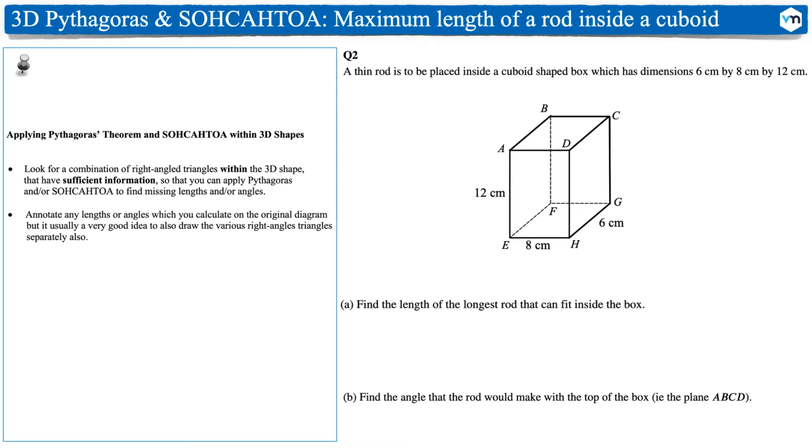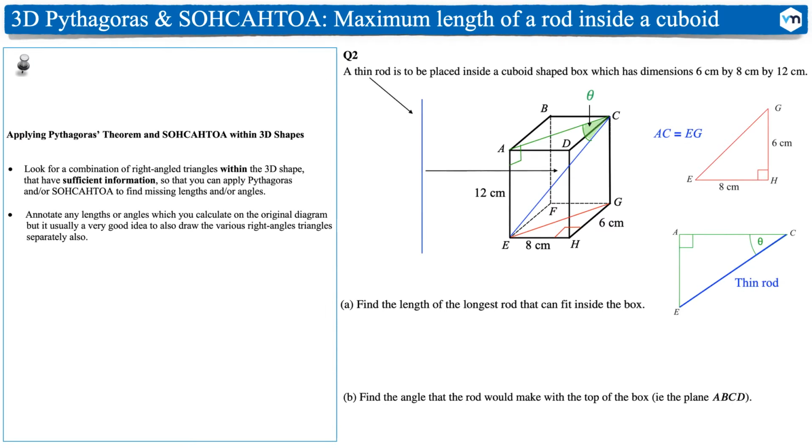Now the length of the longest rod is the same as the length of any of the longest diagonals within the cuboid. For example, the diagonal from E to C or H to B and so on. So I'm using the blue line from E to C to represent the length of the longest rod. And we now need to construct some right-angled triangles within the cuboid.